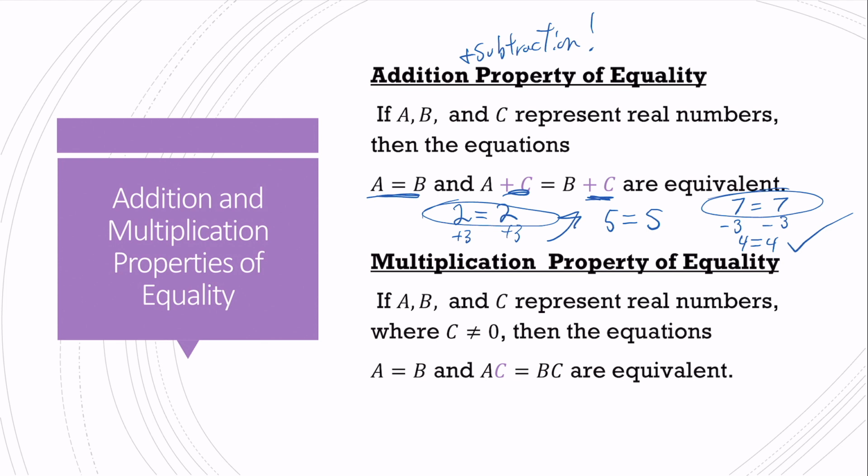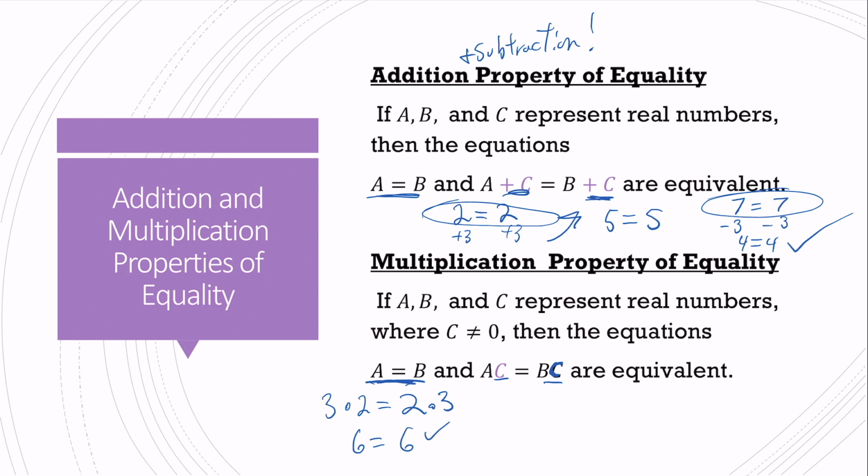Next, we have the multiplication property of equality, and that says if I have two numbers that are equal, a and b, and I multiply them by the same number, it's still going to be equivalent. So if I had 2 equals 2, that's a true statement, it holds, and I multiply both sides by 3, I get 6 equals 6, and that works.